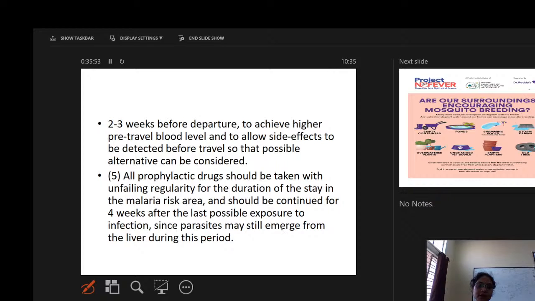All prophylactic drugs should be taken with unfailing regularity for the duration of the stay in the malaria risk area and should be continued for 4 weeks after the last possible exposure to infection, since parasites may still emerge from the liver during this period.